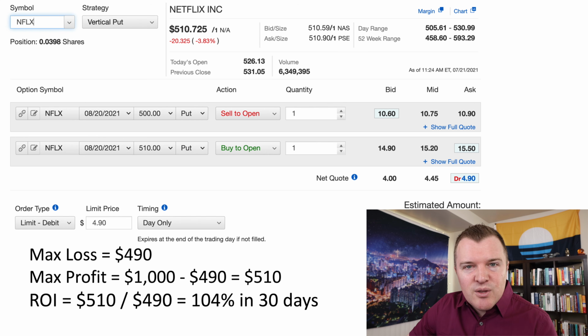And similar with all these other vertical spreads, if this isn't enough money for you and you want to tie up potentially 10 times as much, just do 10 contracts of each, and then you'd be tying up $4,900 on this trade, potentially making a profit of $5,100.